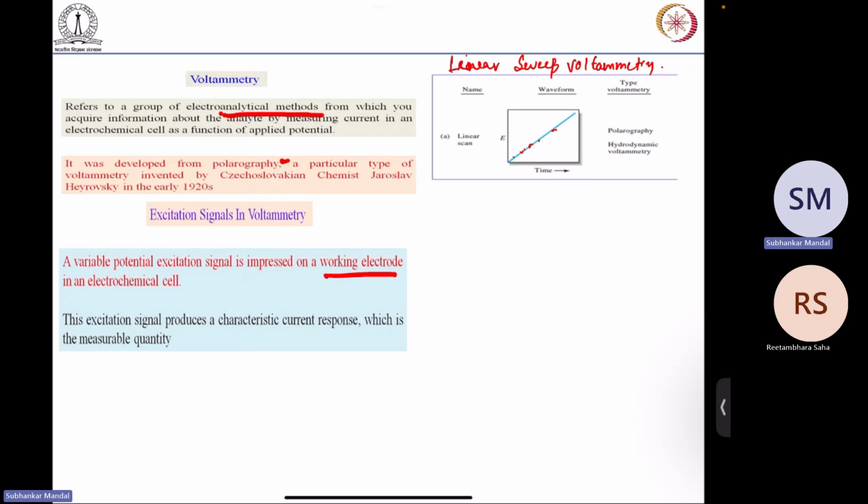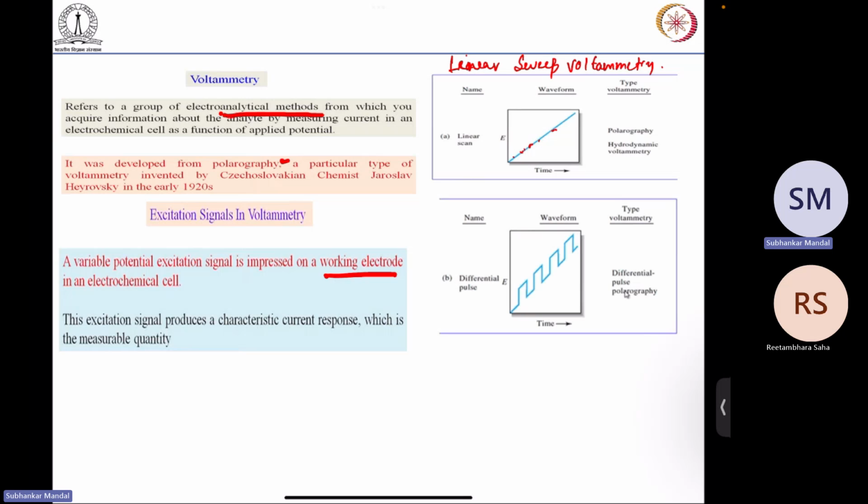Now there is another one, differential pulse voltammetry. Here you are applying the potential, suppose in millivolt per second. This is also called the scan rate, so the scan rate unit is millivolt per second. Basically you are applying the potential per unit second or per unit minute, though usually people apply it per unit second.